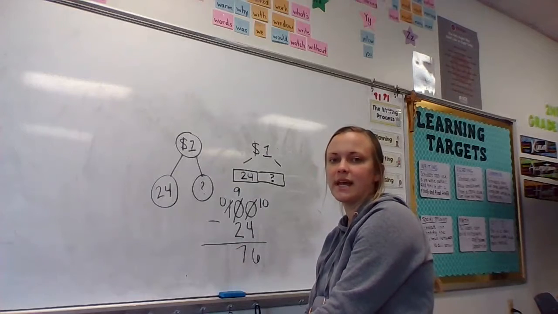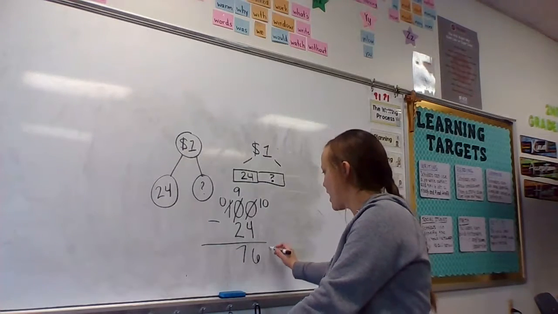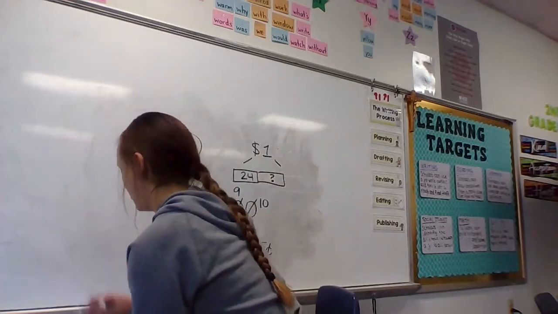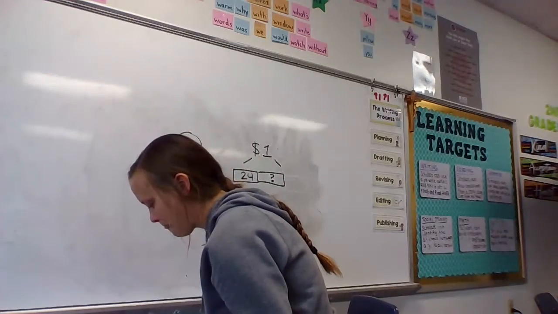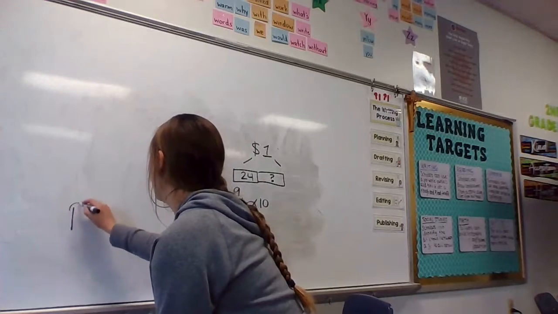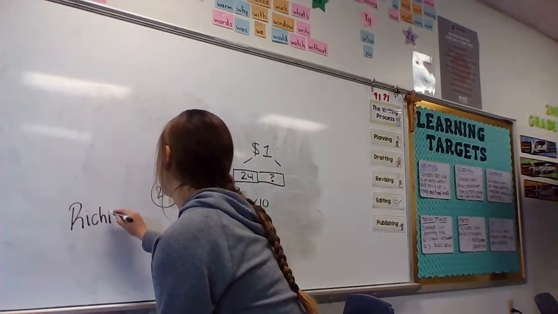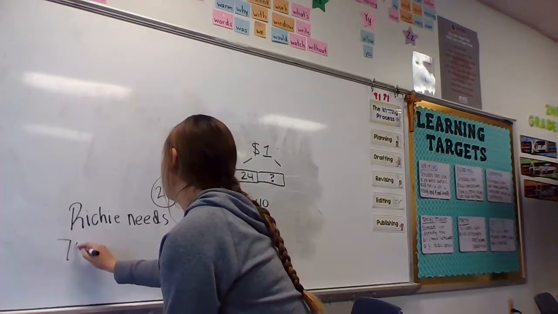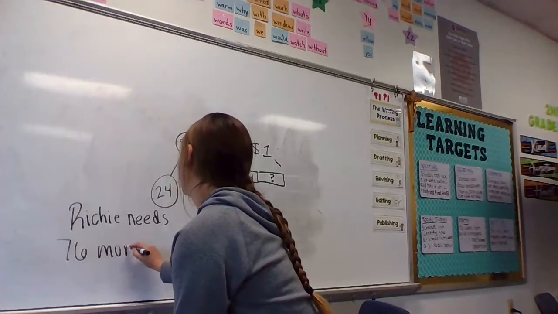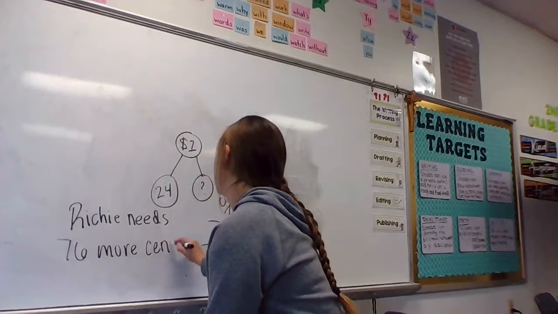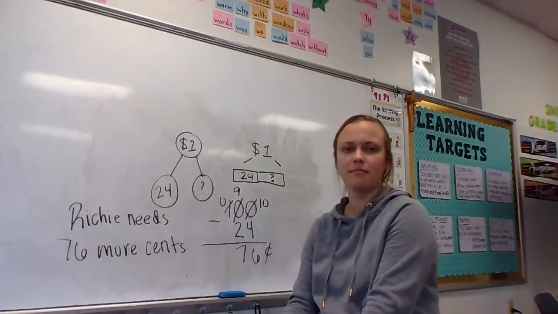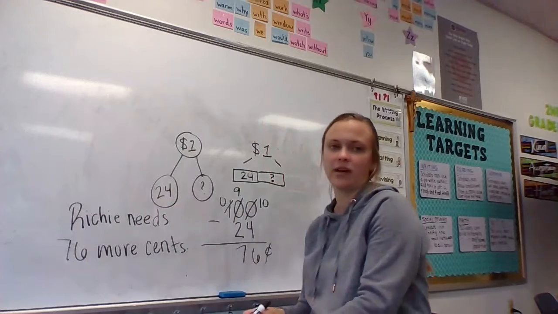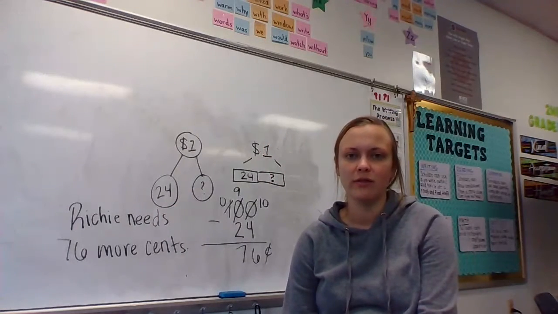So Richie needs 76 more cents to have $1. And that's going to be our statement that we're going to write. How did they spell Richie? Richie needs 76 more cents. Okay. Oh, look at that D. That's weird looking. Perfect. And that's your read, draw, write for this lesson.